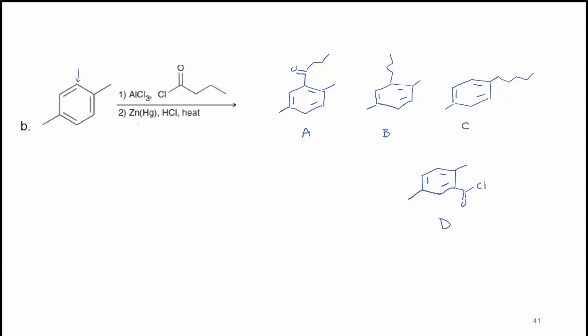However, we have another step on there, which is the zinc amalgam, and that is going to reduce our carbonyl to an alkane. And so our answer here is going to be B. Any questions on that one? So this is a way to add a straight alkyl chain without having to worry about the rearrangement that could happen.